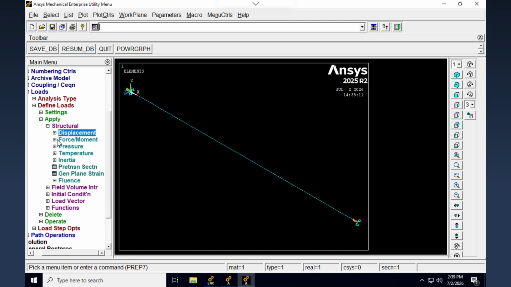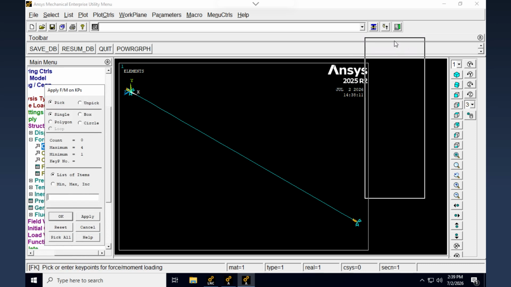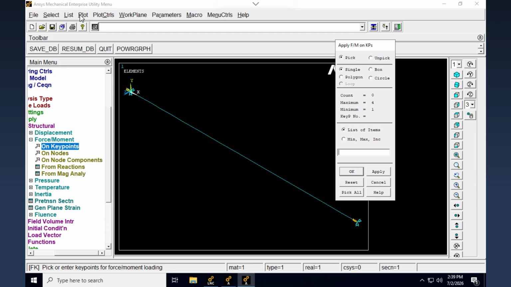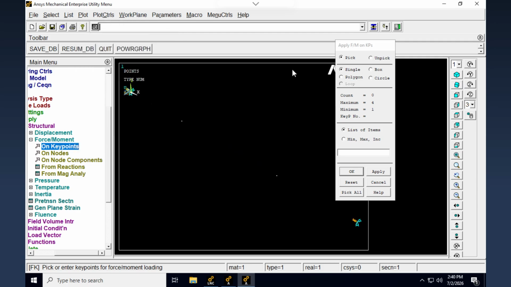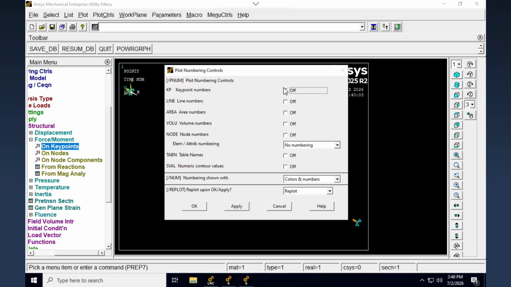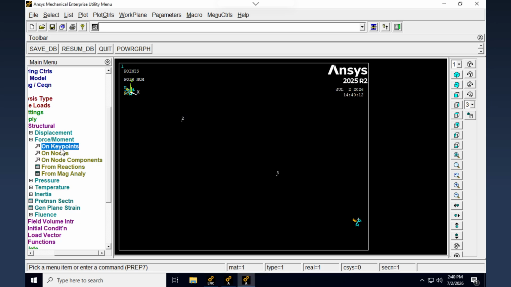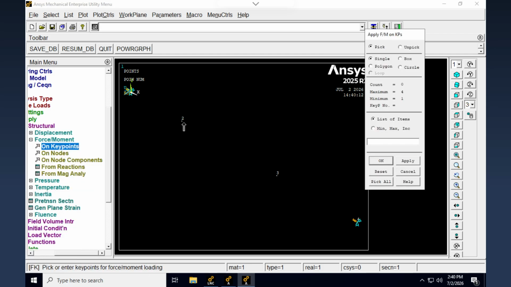And then I need to apply forces, right? So go to force on key points, which I'm gonna apply. And if you like, you can go here and plot the key points. Yeah, these are my key points. If you want, you can see the numbering too. So key point numbers, let's show them. See, number 2 was my left gear, and number 3 was my right gear.